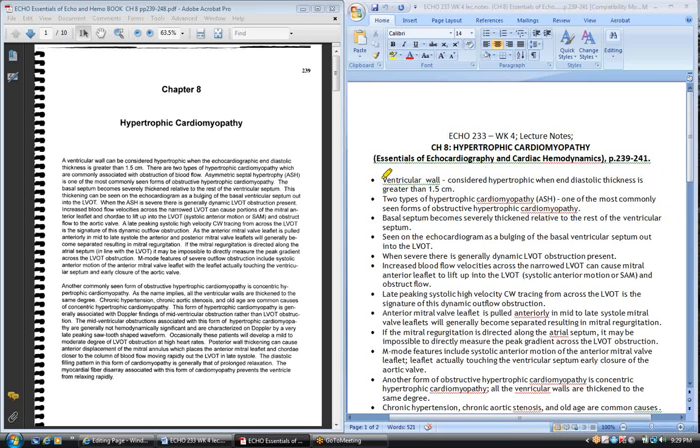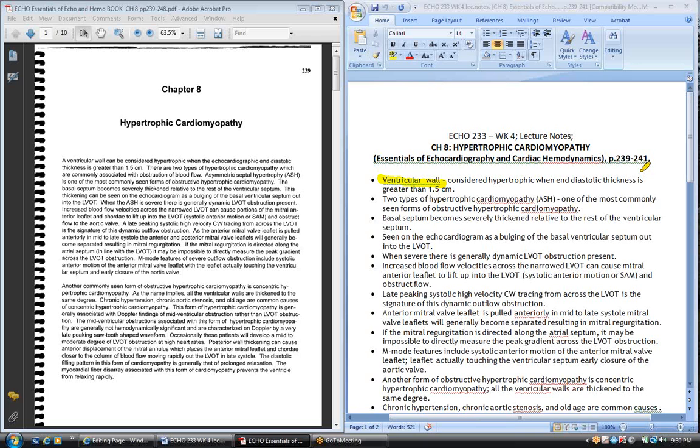We're talking about hypertrophic cardiomyopathy. You're specifically dealing with hypertrophic. What we're measuring in hypertrophic is the ventricular wall. Ventricular wall meaning the lateral wall, the inferior, the apical section, the anterior, the septal wall, basically the outer LV walls. They're considered hypertrophic when end diastolic thickness is greater than 1.5 centimeters.